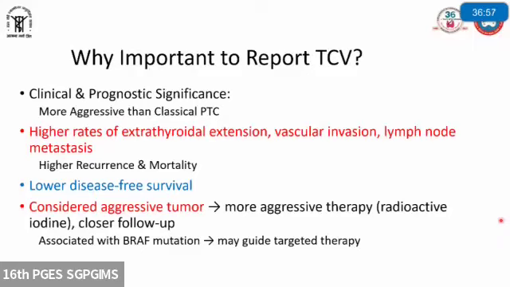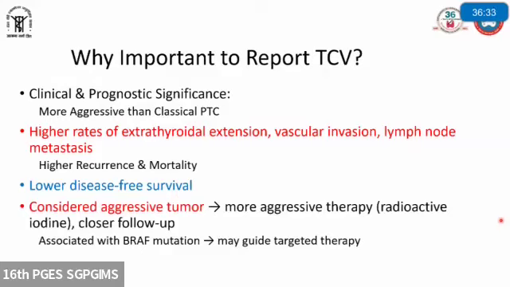Why is it important to report the tall cell variant of PTC? Because of its clinical and prognostic importance. Tall cell variant tumors are more aggressive than classic papillary thyroid carcinoma tumors. These tumors have a higher rate of extrathyroidal extension, vascular invasion, and lymph node metastasis, and higher recurrence and mortality rates, and lower disease-free survival.